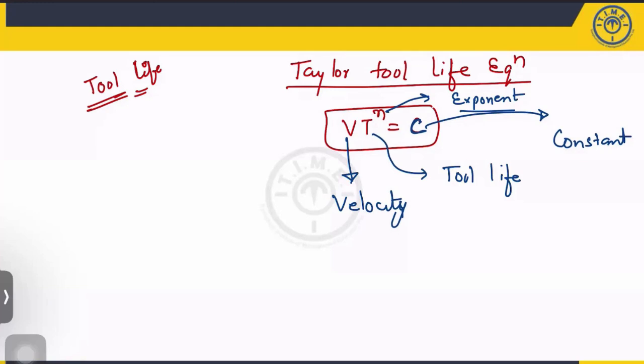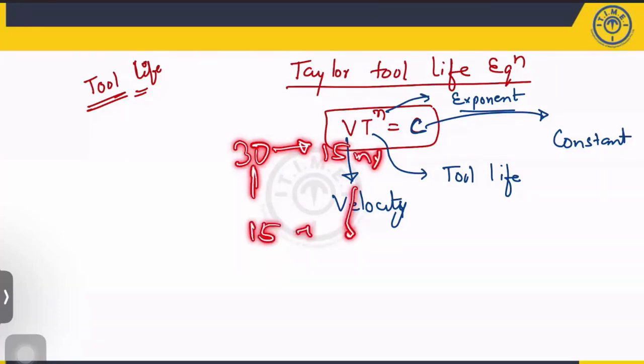Suppose you are doing some cutting operation, and some velocity is given, let us suppose 30, and the related tool life is 15 minutes. Now, if you increase the velocity to 15, what will be the tool life? These types of questions they frame. The n value and the C value will be given in the question.